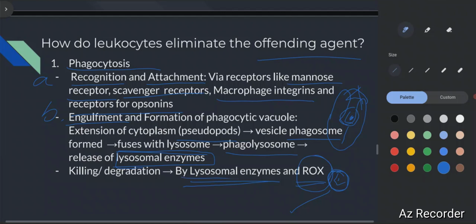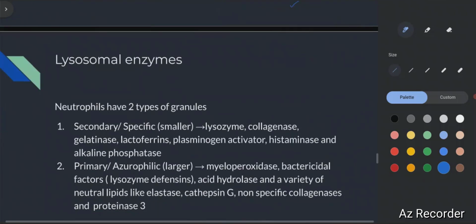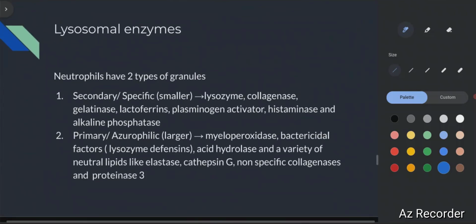Let's talk about what kind of lysosomal enzymes are present in a neutrophil. So neutrophils have two types of granules: secondary or specific granules, and these are smaller granules. In these granules you have lysozyme, collagenases, gelatinase, lactoferrins, plasminogen activator, histaminase, and alkaline phosphatase.